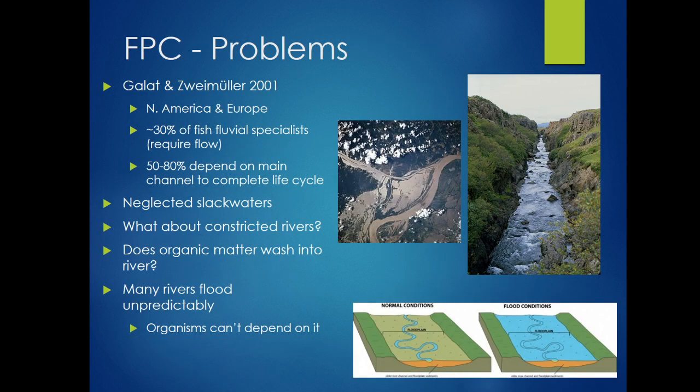The thing is, there's a lot of problems with this, okay? In 2001, Galat and Zweimüller looked at all the fish in North America and Europe and found that 30% of them required the flow in a river, in the main channel of a river, and about 50 to 80% of them depended on the main channel to complete at least a portion of their life cycle.